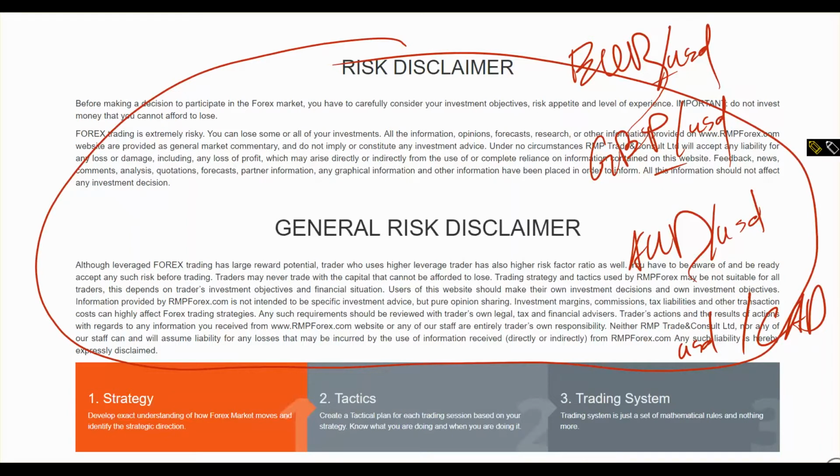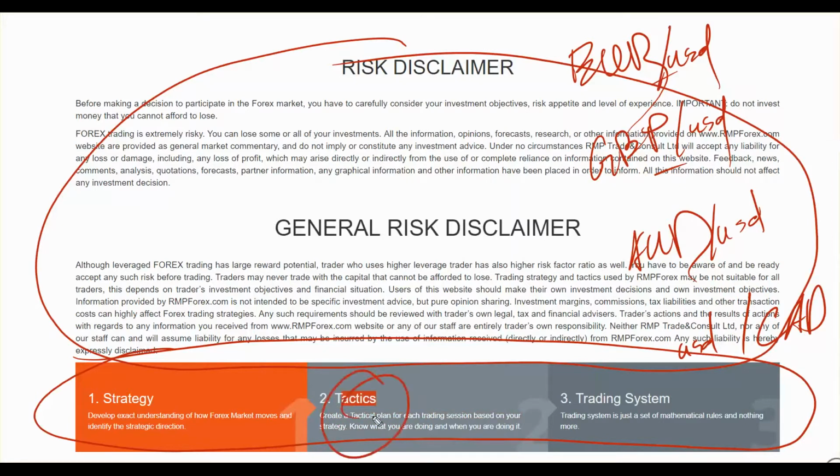And also, if you can see here, 3 steps of your own personal trading algorithm that we think every trader has to have. So first, you develop your strategy. You know exactly how the forex market moves, and you identify the strategic direction based on that. Then you decide what your tactics are, and only then you can start to use your trading system.